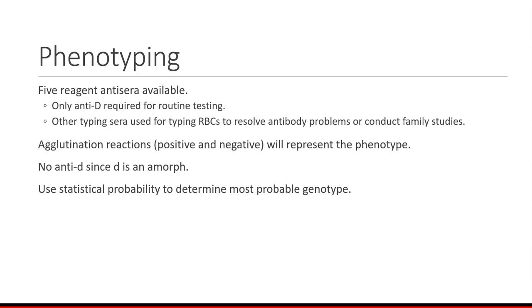The agglutination reactions, positive and negative, will represent the phenotype. There is no anti-little d because little d is an amorph with no genetic product. Then we use statistical probability to determine the most probable genotype.